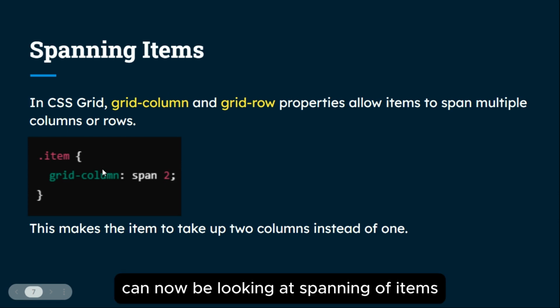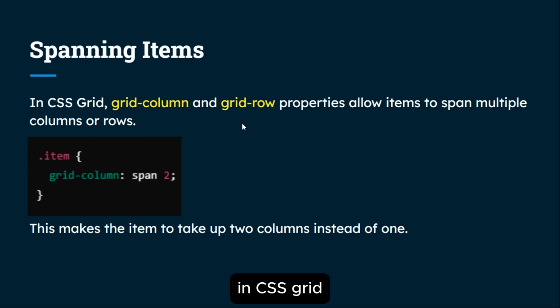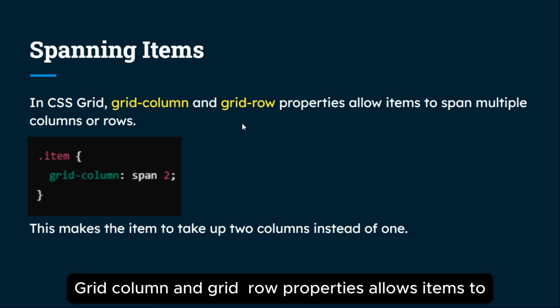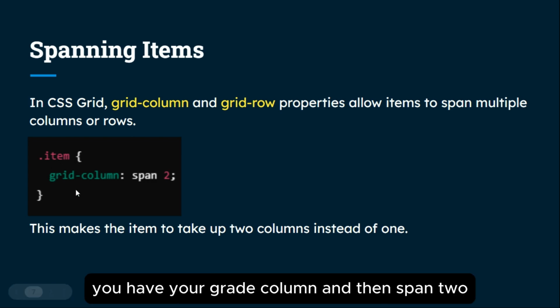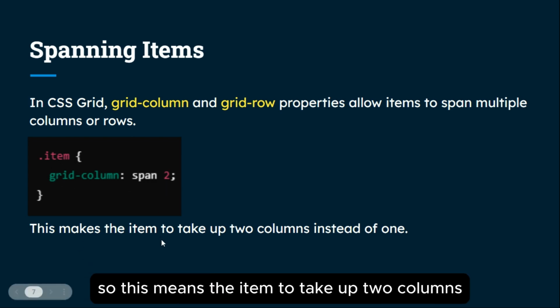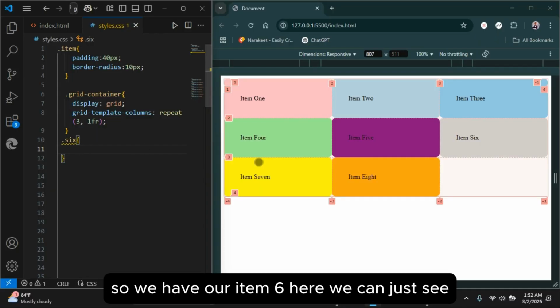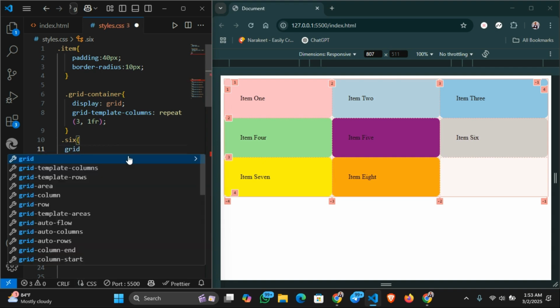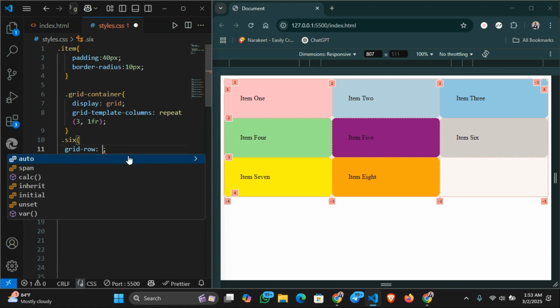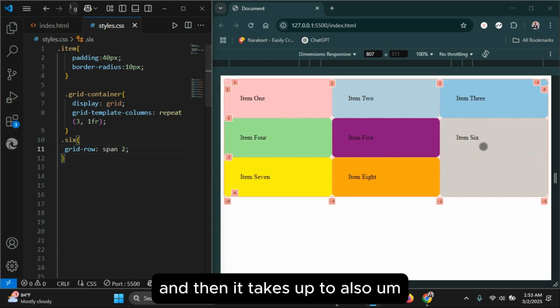Okay, now we'll be looking at spanning of items. In CSS grid, grid column and grid row properties allow items to span multiple columns or rows. So this is the syntax. You have your grid column and then span 2. So this makes the item take up 2 columns instead of 1. So we have our item 6 here. We can just say, and then it takes up 2 rows.